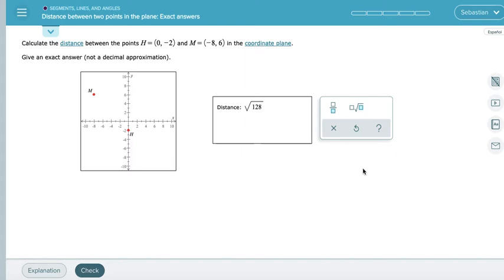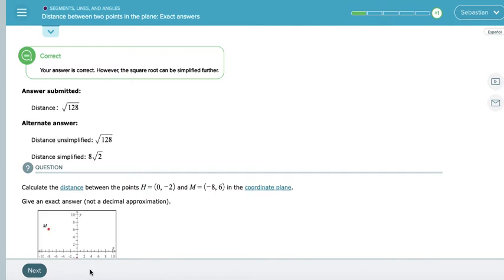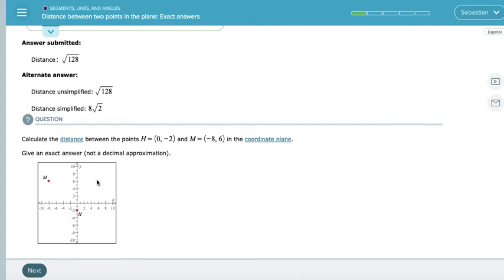Now when it does this, it's probably going to ask you to simplify, so you can always simplify this. You guys remember how to break this down? We worked with radicals earlier. You can break down the 128 to become 8 radical 2, okay?